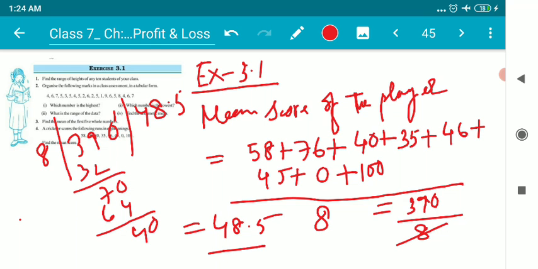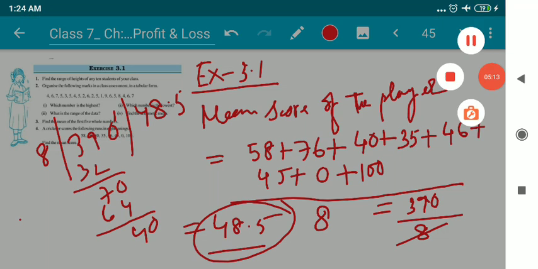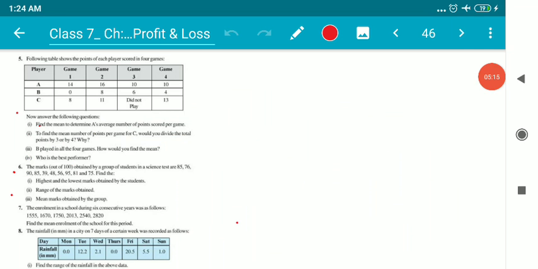This is the mean score, or the average score, of the player. I believe it's very clear to everyone. Now the next one, children. We are given a box of information over here. This box is to be copied in your classwork copy first, because whenever we deal with such kinds of questions, our first job is to copy the question.